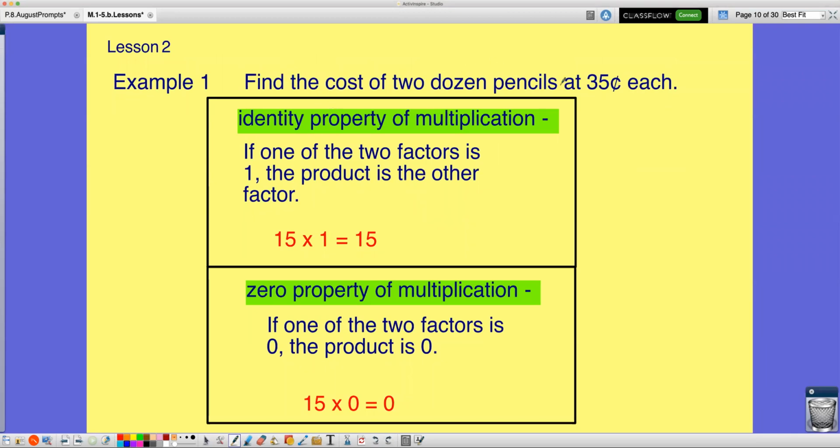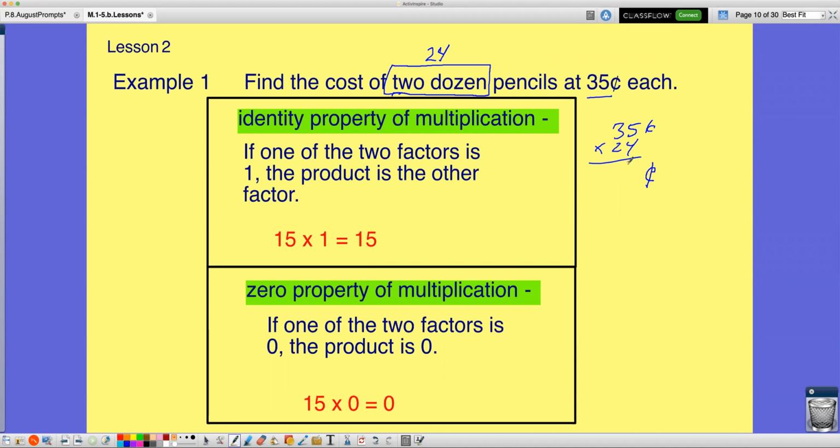If we were to find the cost of 2 dozen pencils at 35 cents each, all you need to do is realize that you have 2 dozen, which is the number. You have to know how many are in 1 dozen to know how many are in 2 dozen. And you know that that's 24 pencils. If each one of those is 35 cents, you can use this information to determine that 35 cents times 24 will result in your answer to what the cost will be in pennies, how many cents it will be for all of those 2 dozen pencils.